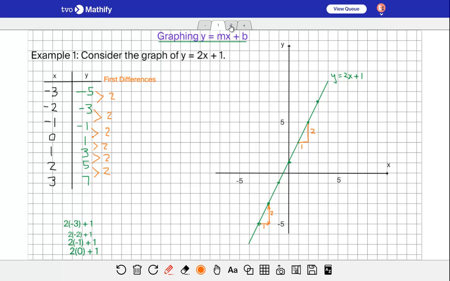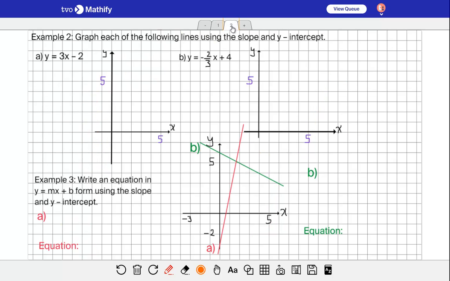Okay, let's move on. We're going to use that idea in order to graph some of these. See, here's the y-intercept. That's the b value. That's 1 right there. And the slope, remember, is rise over run. So it's 2 over 1, which is this 2 here. So that's the slope. b equals 1 is the y-intercept. So flipping over to the second page here, it says graph each of the following lines using the slope and y-intercept.